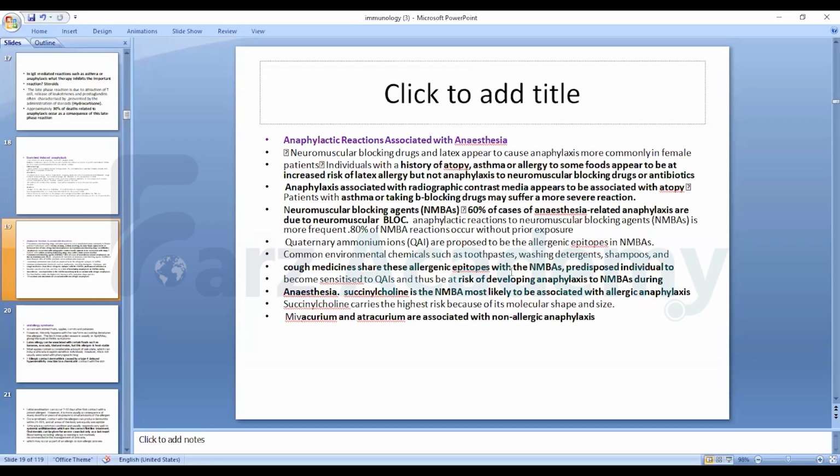Succinylcholine is the neuromuscular blocking agent most likely to be associated with allergic anaphylaxis. You have to remember succinylcholine because it carries the highest risk because of its molecular shape and size. Mivacurium and atracurium are also associated with non-allergic anaphylaxis.